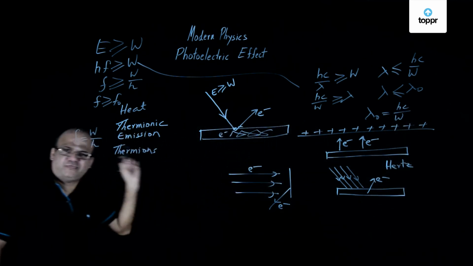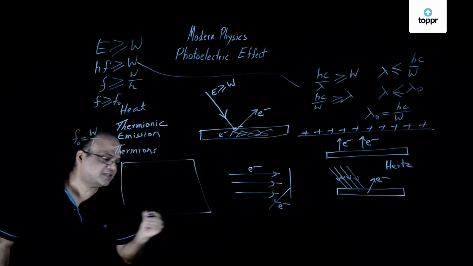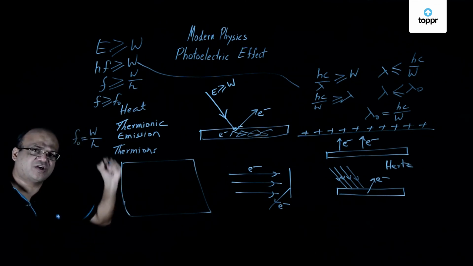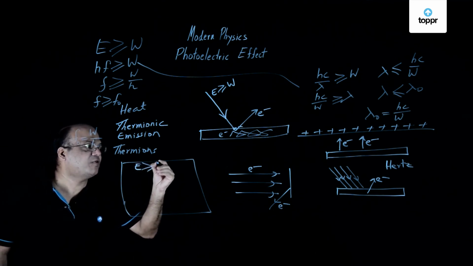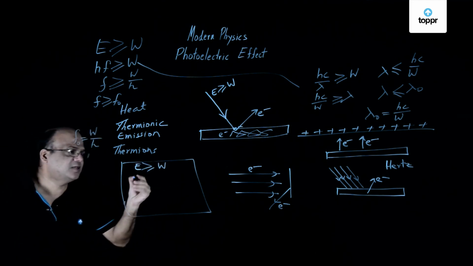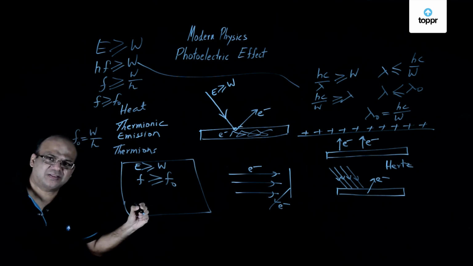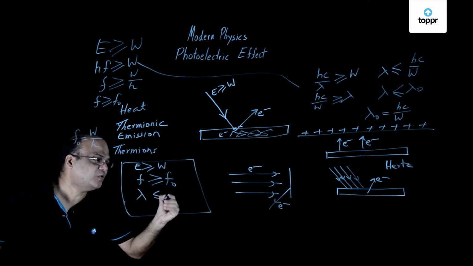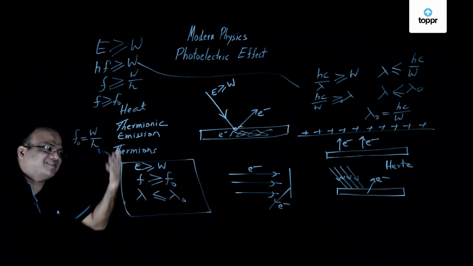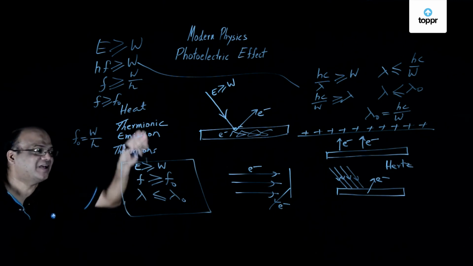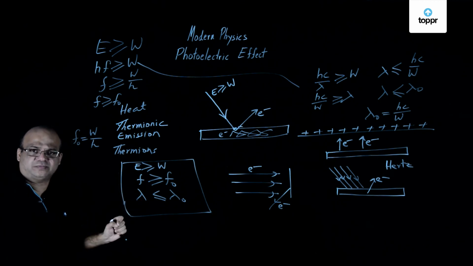So, for photoelectric effect to occur, there are three conditions. All three are exactly same. If one is true, the other two will automatically be true. So, for photoelectric effect to occur, energy should be more than or equal to work function. The frequency should be more than or equal to threshold frequency. And the wavelength should be less than or equal to lambda 0. So, these are the conditions, or we can say this is the condition. There is one condition only, all three are same for photoelectric effect to occur.